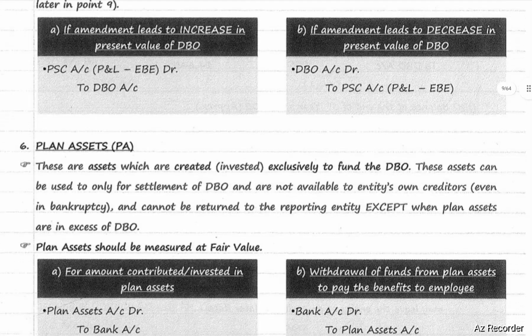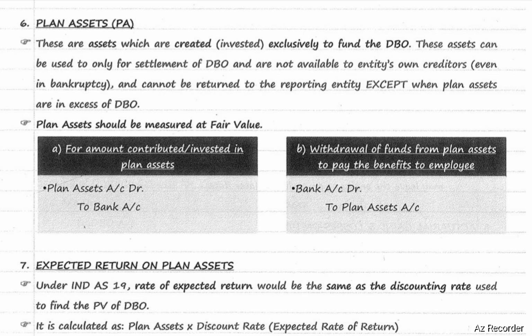Plan assets. Plan assets are the assets which are created, that is invested exclusively to fund the defined benefit obligation. These assets can be used to settle DBO only and are not available to entity's own creditors, even in case of bankruptcy, and cannot be returned to the reporting entity except when plan assets are in excess of defined benefit obligations. Plan assets should be measured at fair value.